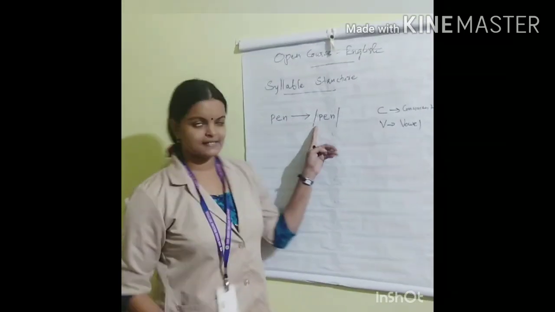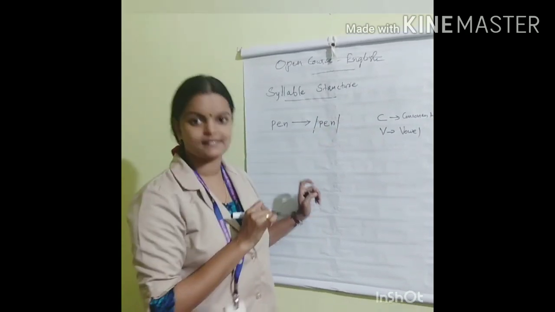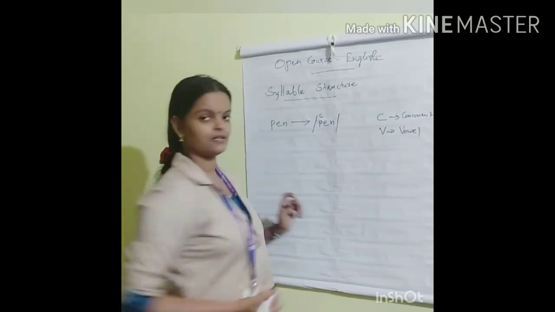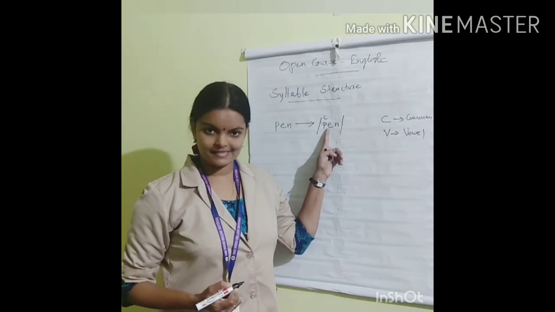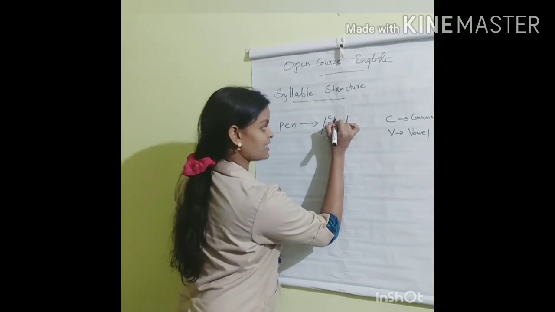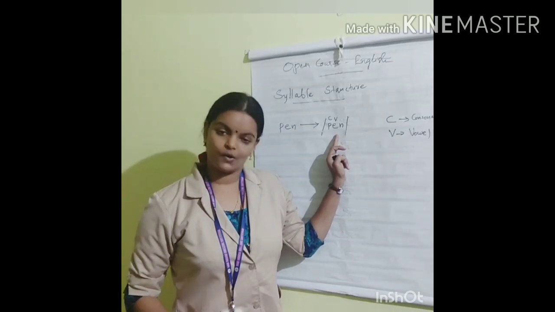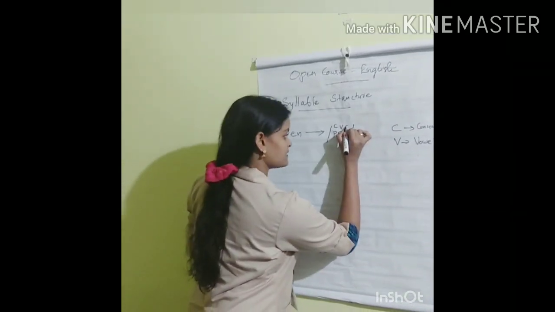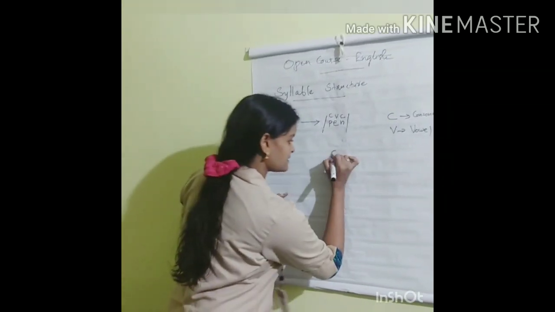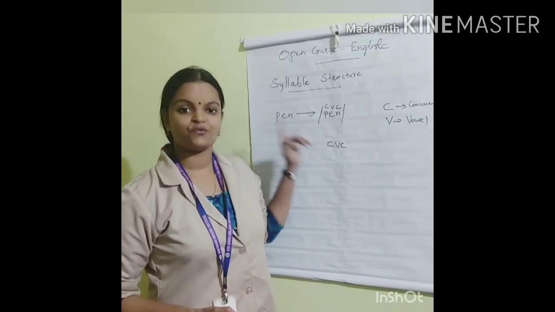Okay, now let's take this as an example. The first sound is P. That's a consonant sound, so to represent a consonant sound, we write C. The next sound is a vowel sound, A, so to represent a vowel sound, we write V. The next sound is N. It is a consonant sound, so we write C. So the syllable structure of this word pen is CVC.